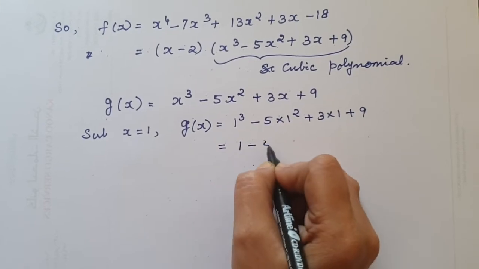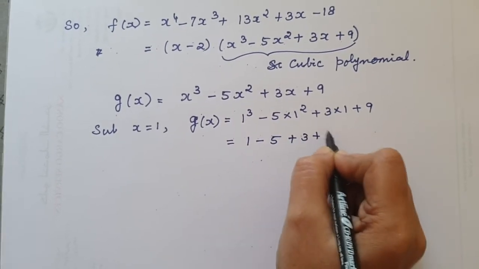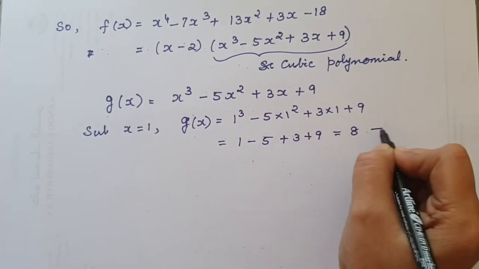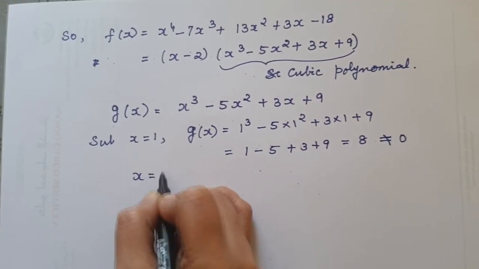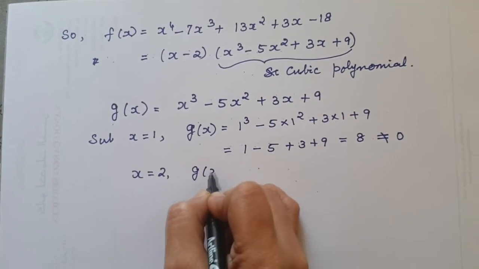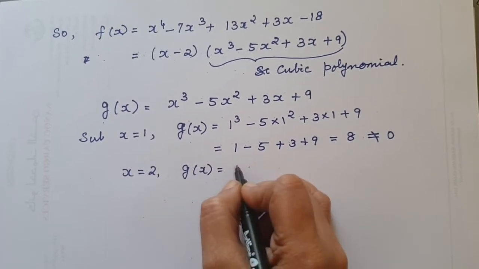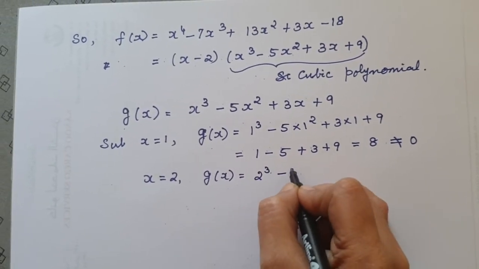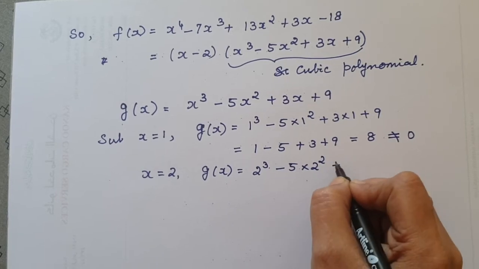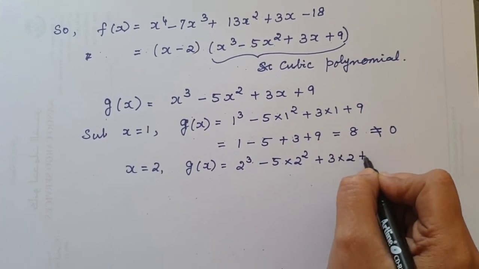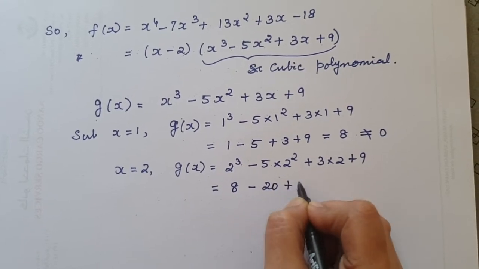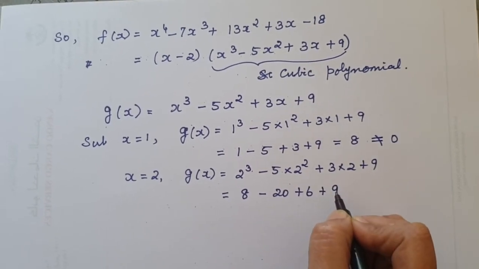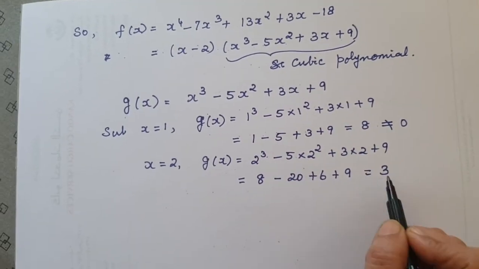So it is 1 minus 5 plus 3 plus 9, which is equal to 8, which is not equal to 0. Now let us go for x equal to 2. So g of x will be equal to 2 cube minus 5 multiplied by 2 square plus 3 multiplied by 2 plus 9. So it is equal to 8 minus 20 plus 6 plus 9. So the answer is 3.